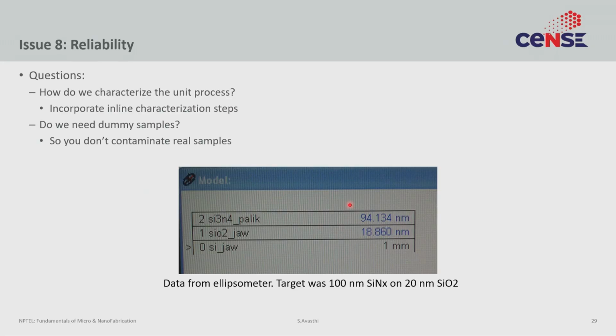So here's actually an example. What you see is we were trying to deposit silicon nitride on silicon dioxide. The target was that we deposit 100 nanometers, but what we were actually getting was only 94. Now that might be okay, that might not be okay. It depends upon the tolerance of your process. But it's very important to do these sorts of measurements while you are doing the fabrication, so that you don't get a surprise at the end.